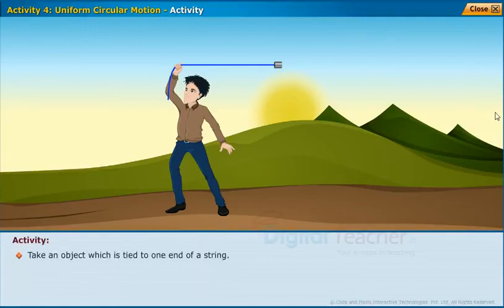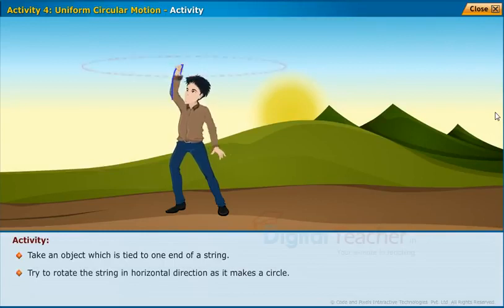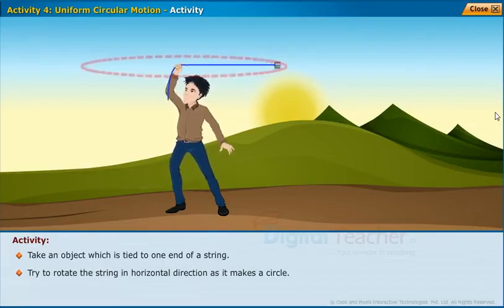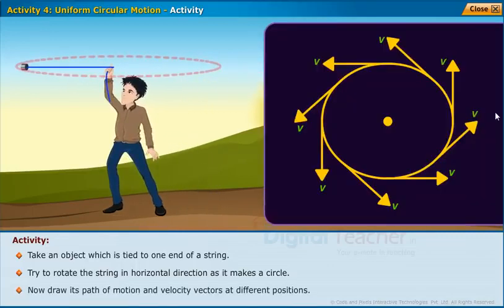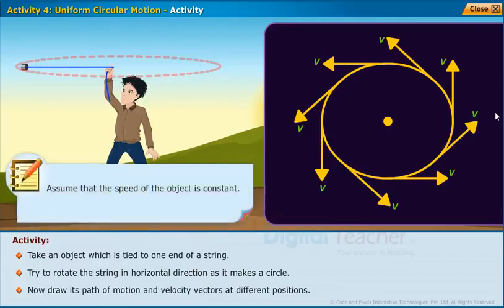Take an object which is tied to one end of a string. Try to rotate the string in a horizontal direction so that it makes a circle. Now, draw its path of motion and velocity vectors at different positions. Assume that the speed of the object is constant.